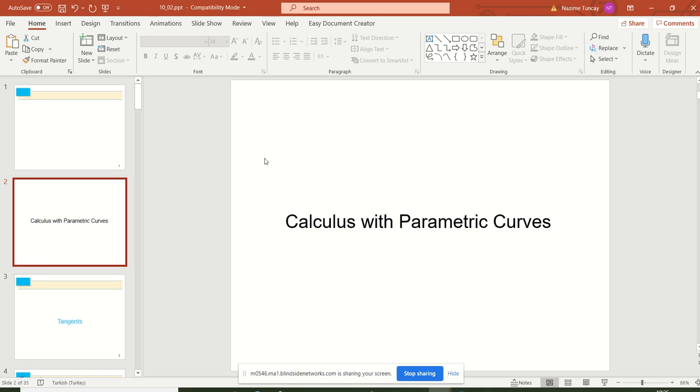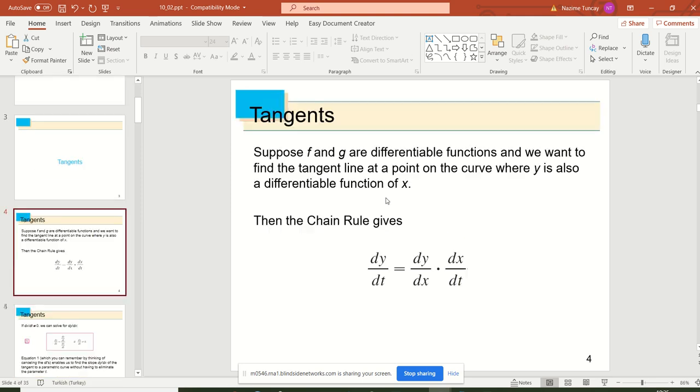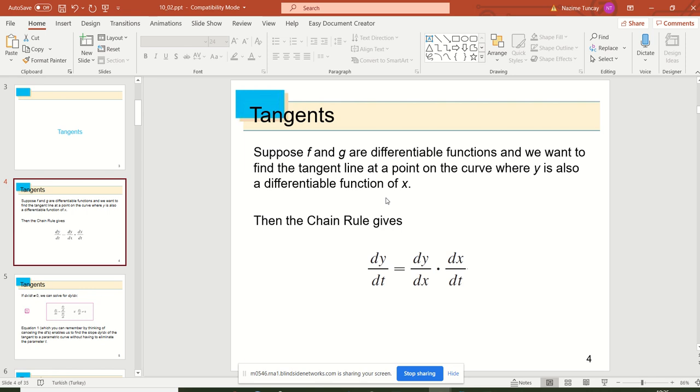System and also with number system. Okay, so we are going to see calculus with parametric equations. So first of all, let us see what are tangents, okay?